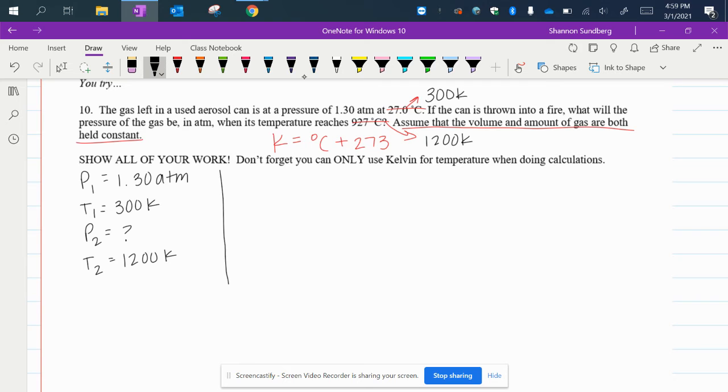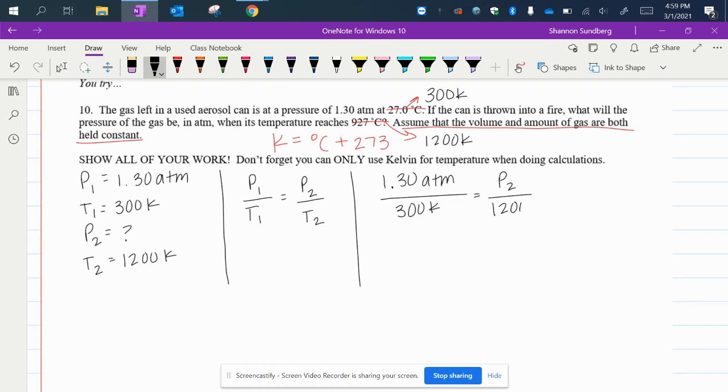Okay, and here's my formula. I've got P1 over T1 equals P2 over T2. Now, normally, remember, there's volume in here, but because they said it's held constant, I'm not taking it into account when I'm calculating. So I'm not even going to write it just so that I don't confuse myself. So now I just have to sub in what I have. So 1.30 atmospheres goes up here over 300 Kelvin, and that is equal to my P2 over 1200 Kelvin.